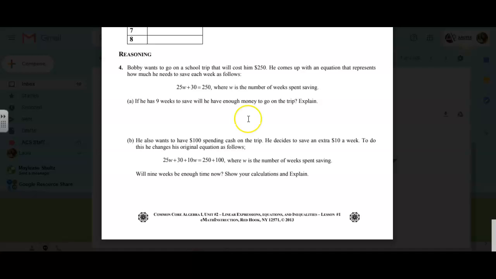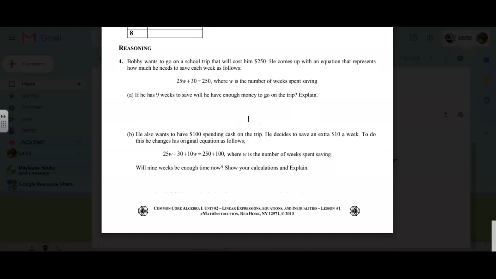All right. So it says he also wants to have $100 spending cash on the trip. He decides to save an extra $10 a week. To do this, he changes his original equation as follows. So now he's got a new equation. Now we've got 25W plus 30 plus 10W equals 250 plus 100. Okay, so now it's saying, still, W is the number of weeks spent saving. Will 9 weeks be enough time now?